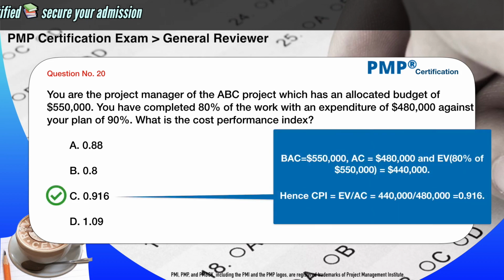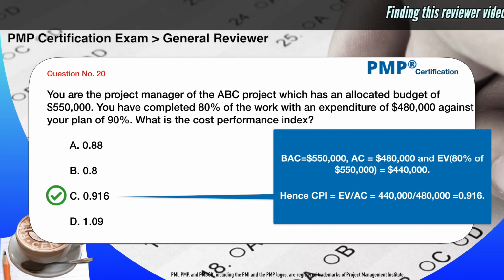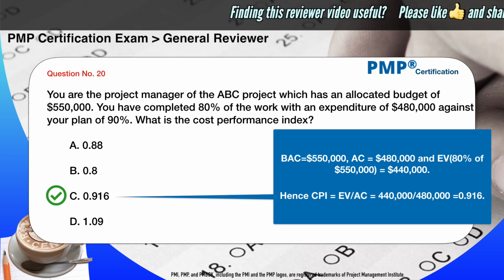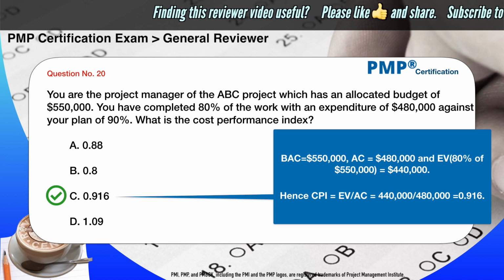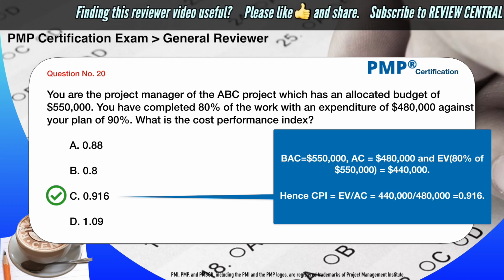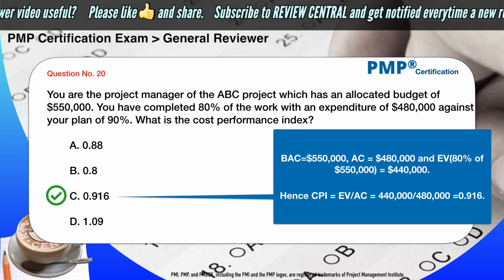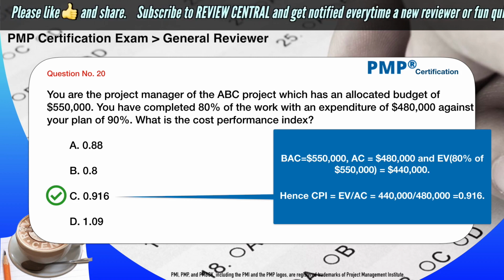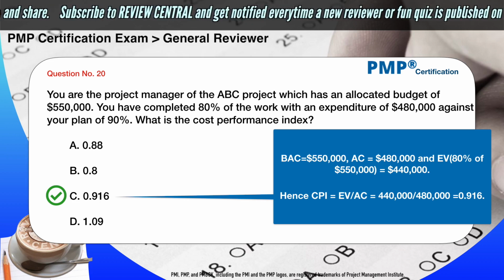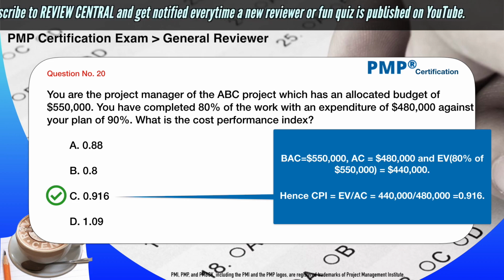The correct answer is C. 0.916. Budget at completion, or BAC, is equal to $550,000, actual cost, or AC, is equal to $480,000, and expected value, or EV, is equal to 80% of $550,000, which is $440,000. Hence cost performance index, or CPI, which is expected value EV divided by actual cost AC, equals $440,000 divided by $480,000, or 0.916.